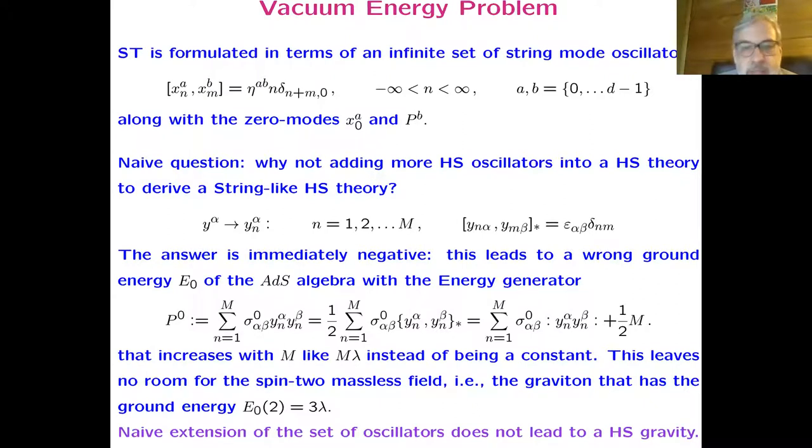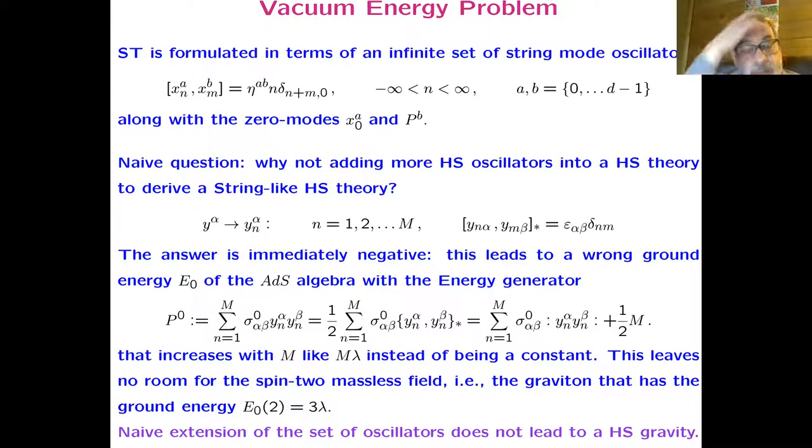Why don't we do something similar in higher-spin theory? Let's try to do so. Let's just try to add a label like n to all oscillators of the higher-spin theory that we are aware of, I hope, after the first two lectures. And so let's try to introduce many oscillators. Let capital M be the number of these oscillators with the commutation relations like this. It doesn't matter how these additional indices are organized, from minus infinity to infinity or whatever, just add some number of them.